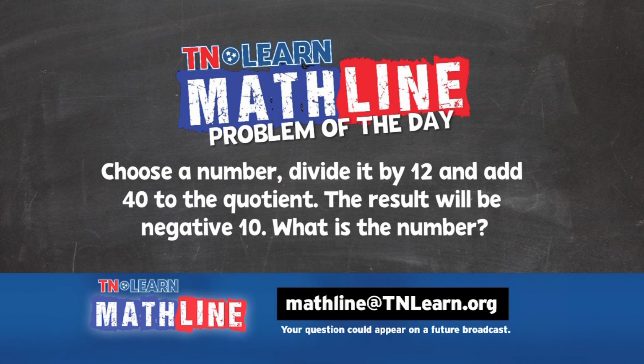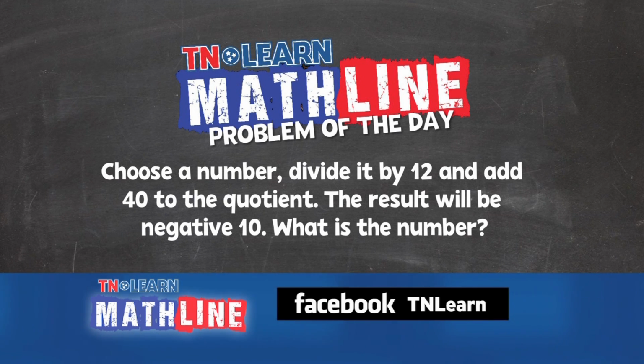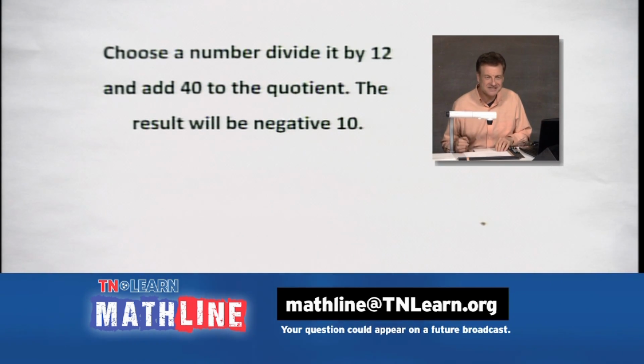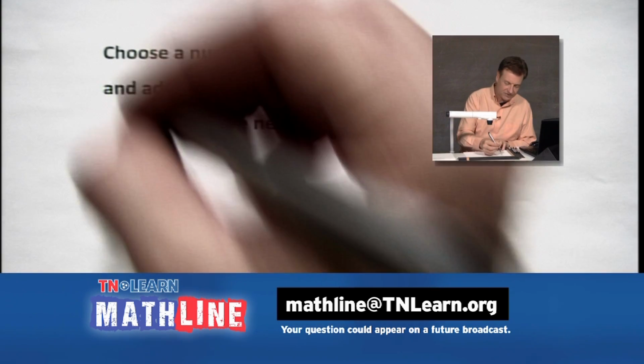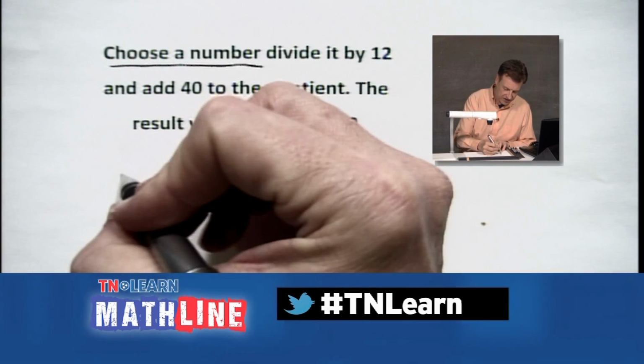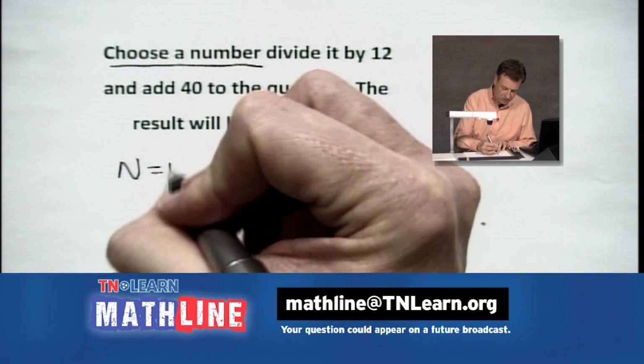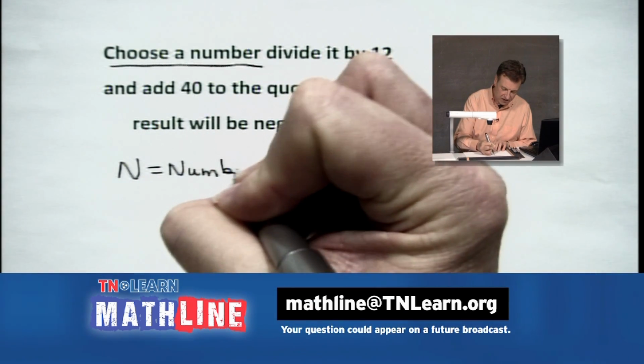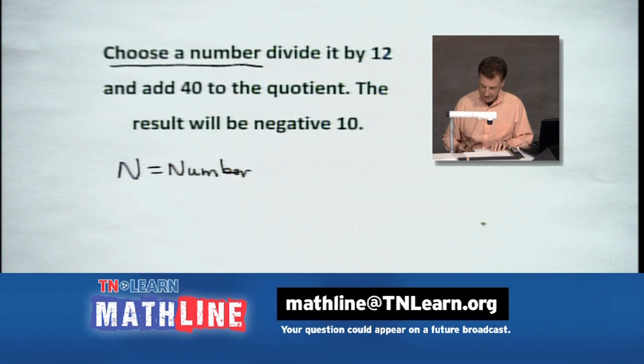Now, folks, the quotient is the result when we divide, all right? And then the result will be -10. So let's go and divide this thing up, and no pun intended, let's see what's going to happen. First we're going to choose a number. That's the first thing. So I'm going to use my little letter n. So we're going to let n equal my number, your number, everybody's number.